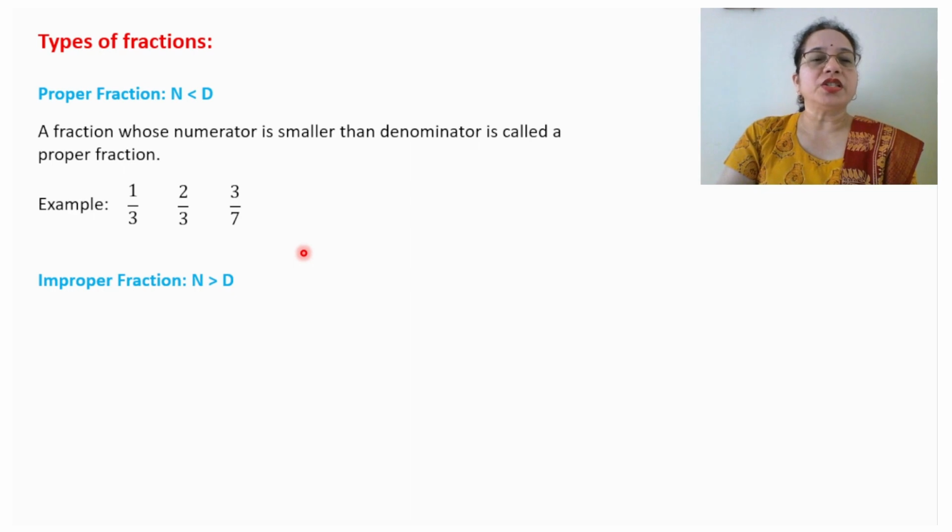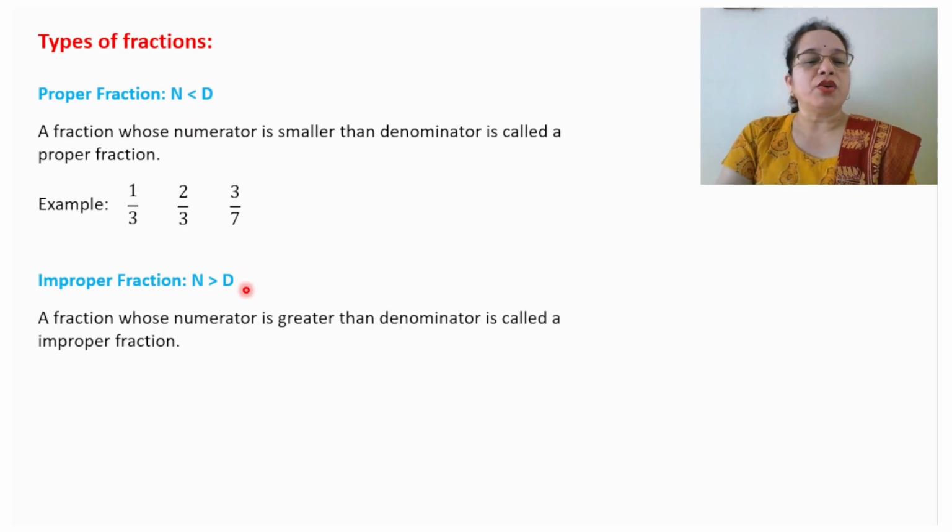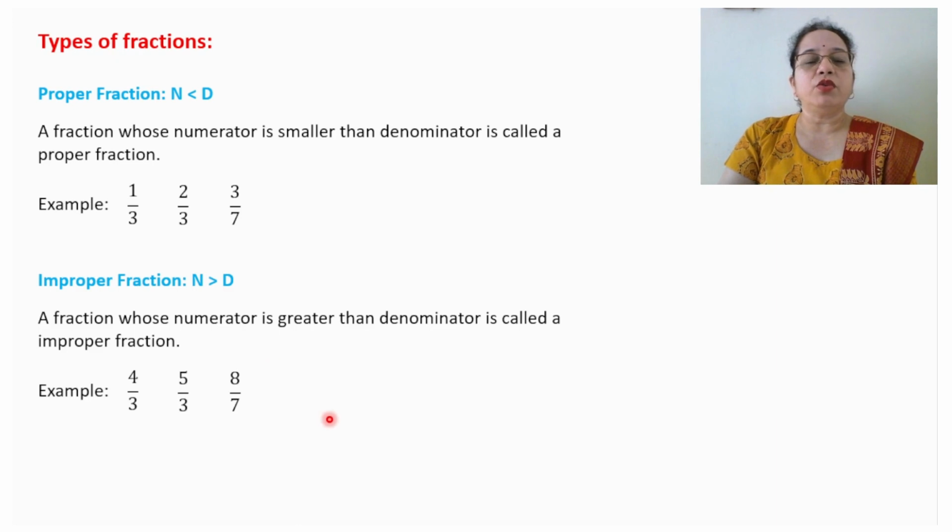Improper fraction, just opposite. So just change this sign. So now numerator will be greater than denominator. So a fraction whose numerator is greater than denominator is called improper fraction. Again, you can take example by your own where your numerator is greater, 7 by 2, 9 by 4. So like that examples you can write down by your own where your numerator is greater and denominator is smaller.